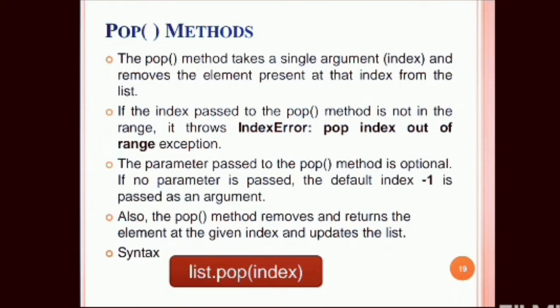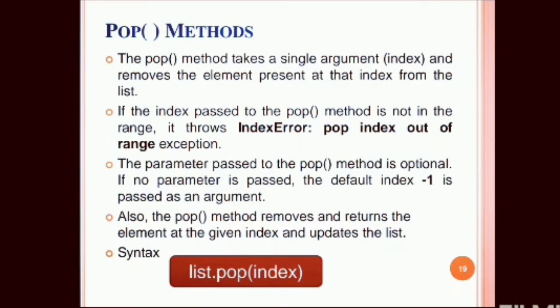The pop method takes a single argument and removes the element present at the index from the list. If the index passed to the pop method is not in the range, it throws an index error. Pop index out of range exception. The parameter passed to the pop method is optional. If no parameter is passed, the default index -1 is passed as an argument. Also, the pop method removes and returns the element at a given index and updates the list.